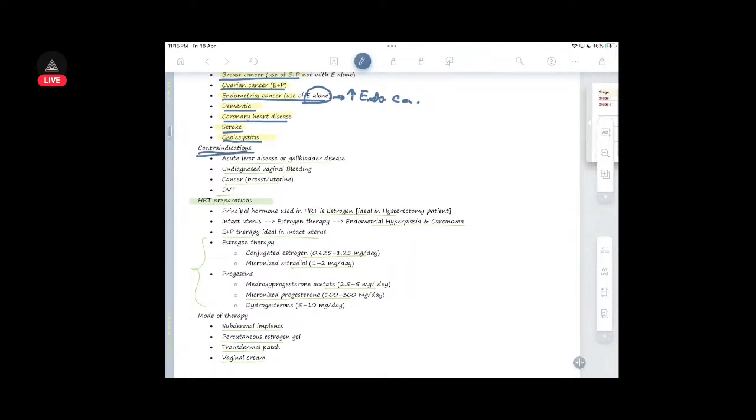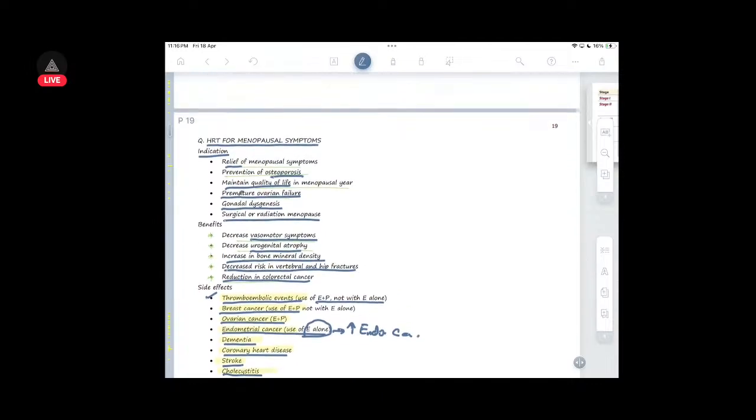Contraindications: you have acute liver disease, undiagnosed vaginal bleeding, cancer of the breast or uterus, and deep vein thrombosis. All of these are contraindications. Liver disease, breast or uterine cancer, undiagnosed vaginal bleeding, DVT. All of them are not recommended for HRT.